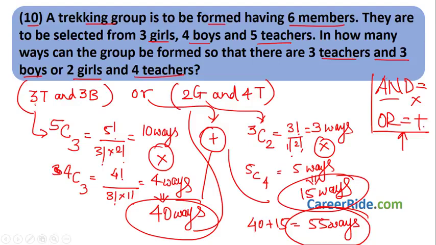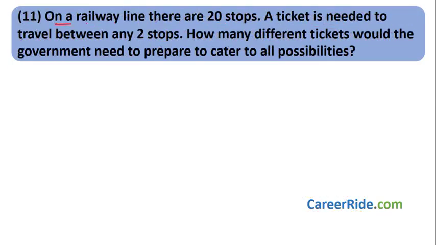Moving to question number 11. On a railway line there are 20 stops. A ticket is needed to travel between any 2 stops. How many different tickets would the government need to prepare to cater to all possibilities? Very easy. Let us see.